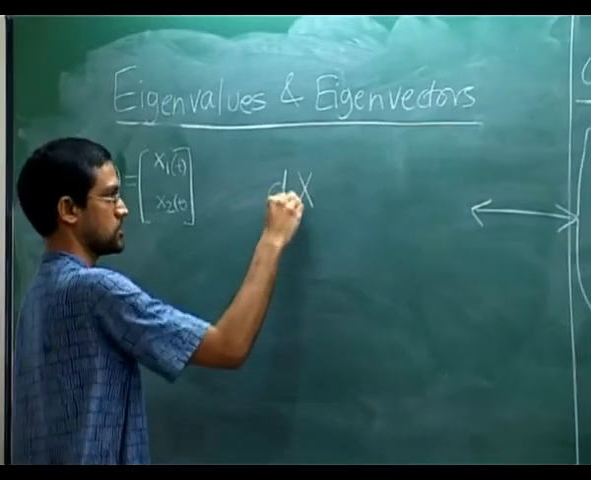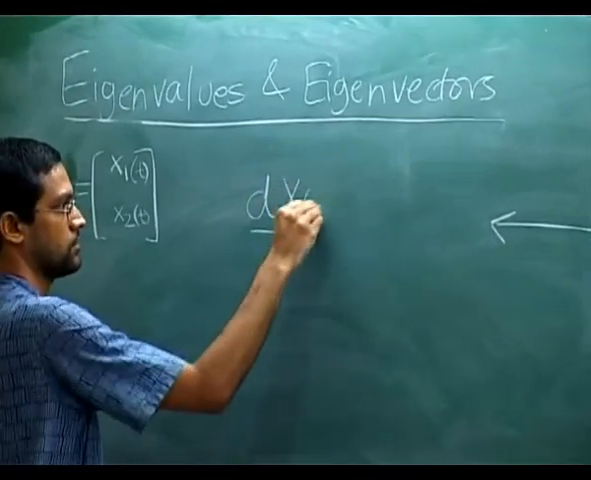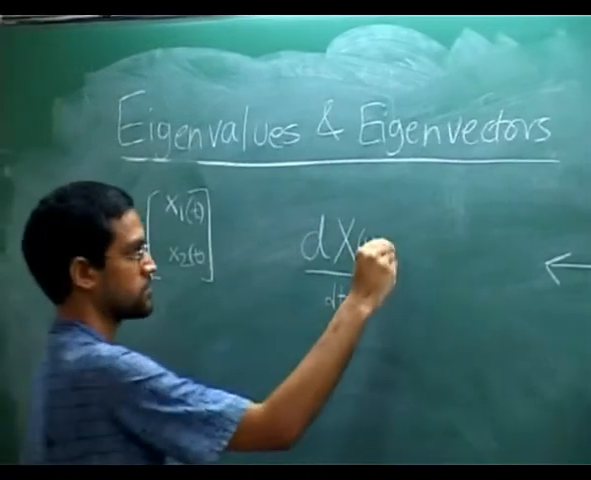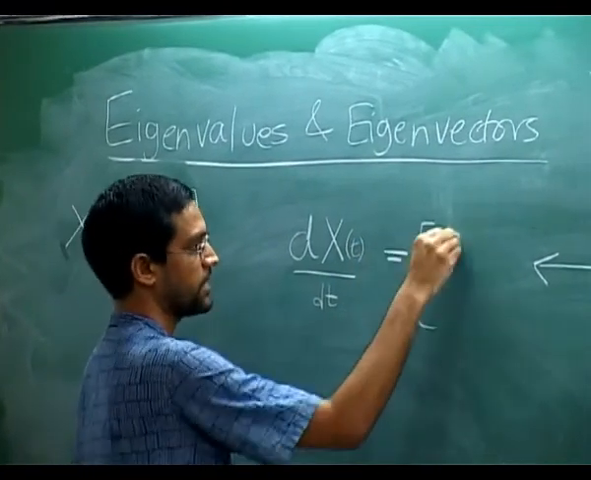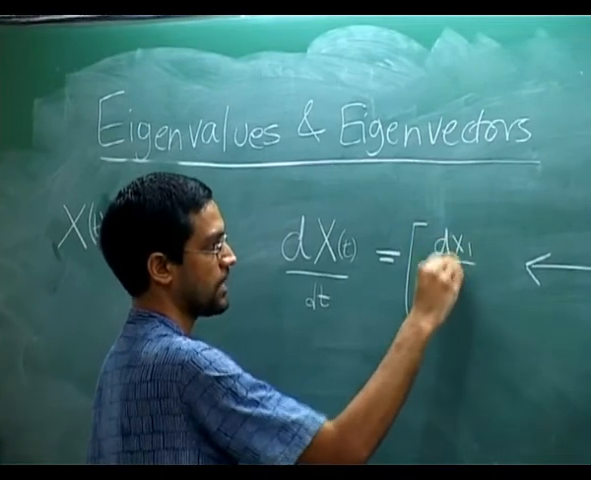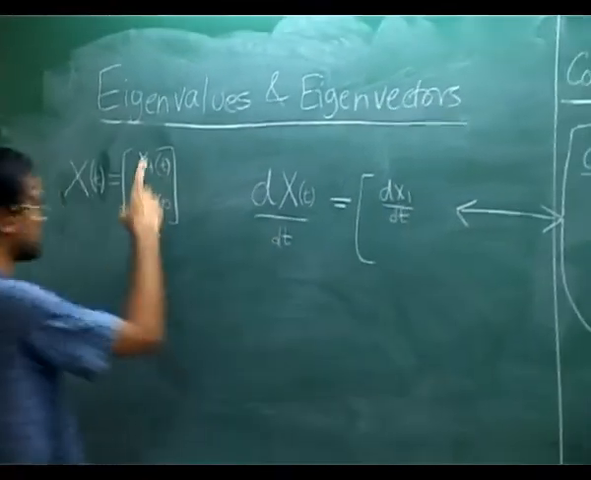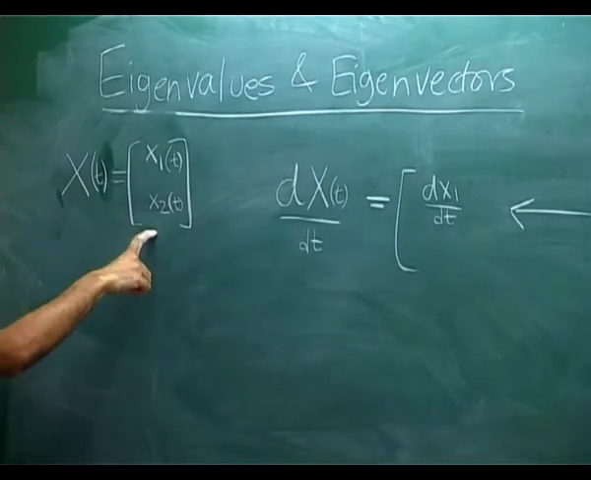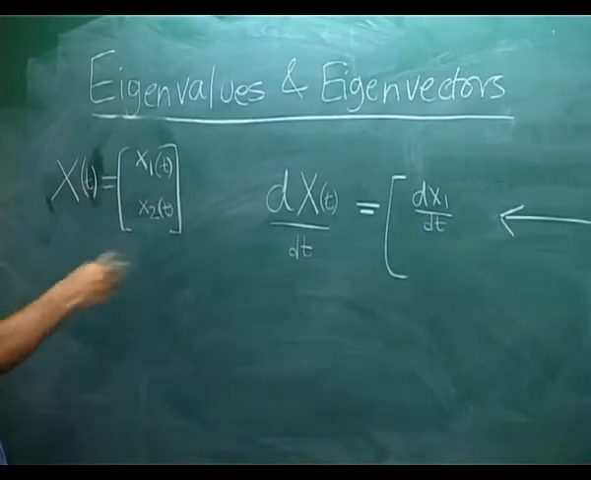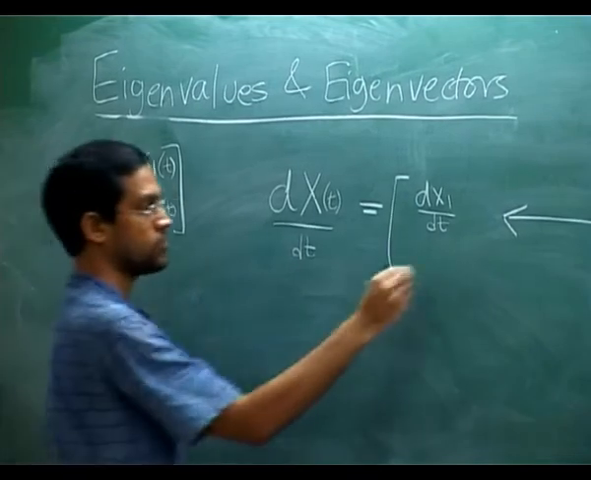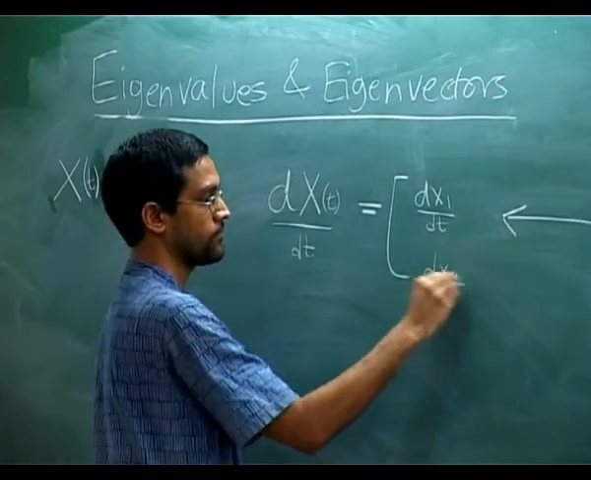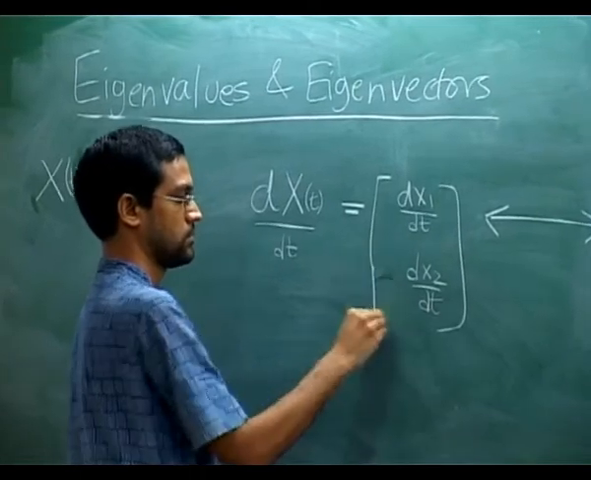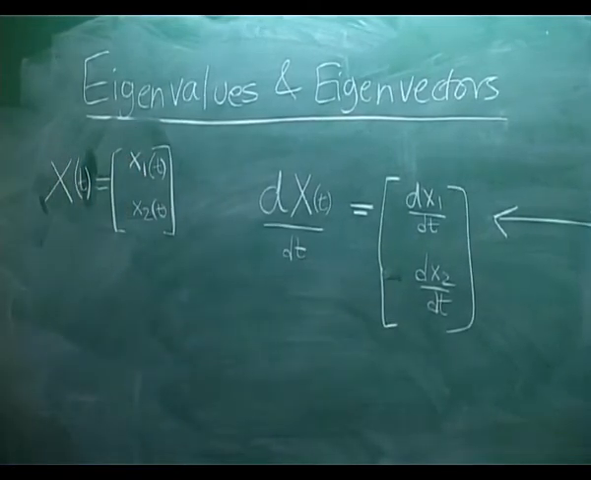d capital X of t by dt. What is d capital X of t by dt? By definition, it is this: d dt of X means you do d dt on the first component, d dt on the second component. You do differentiation on both of them. So I get dx1 dt, dx2 dt. So that is my dX dt.